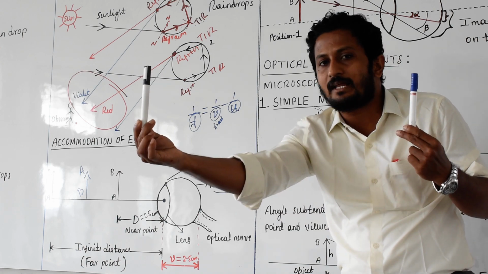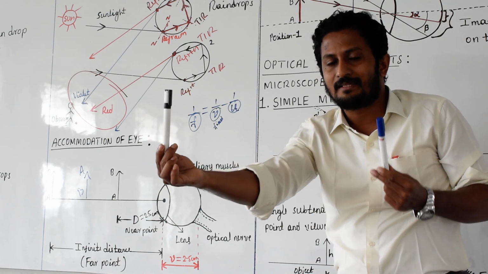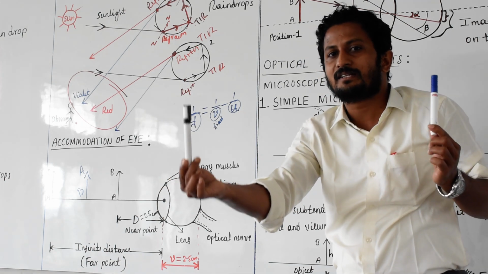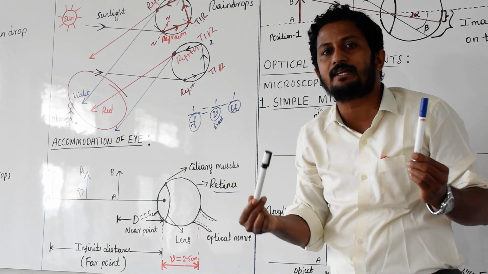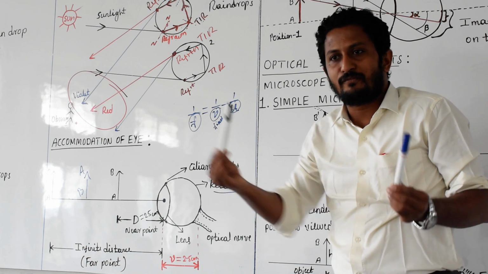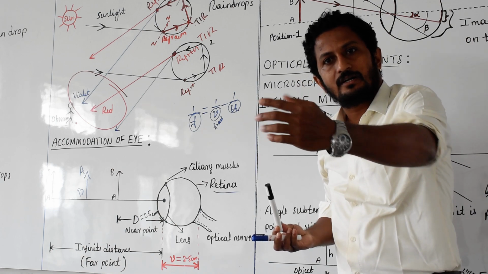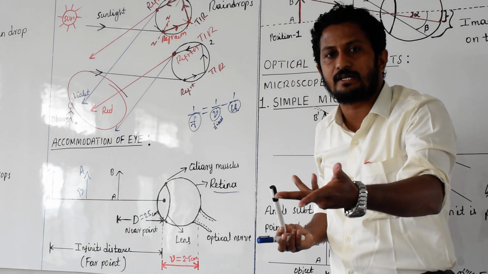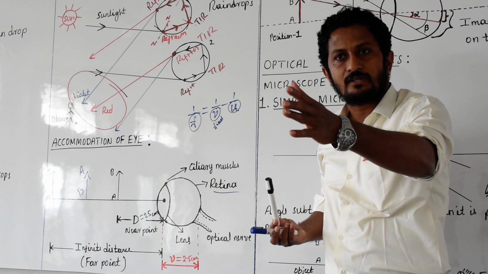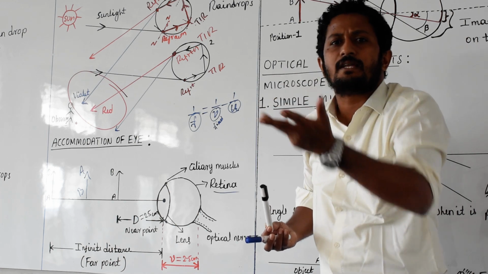Means what? Automatically my eye lens got an increase in its focal length. The focal length of my eye lens got increased. How? Automatically it got increased. If I look at a far object again, which distance got increased? The object distance got increased. Now also I can see it, for the increased object distance. Even then I can see, which means my eye lens focal length also got increased.